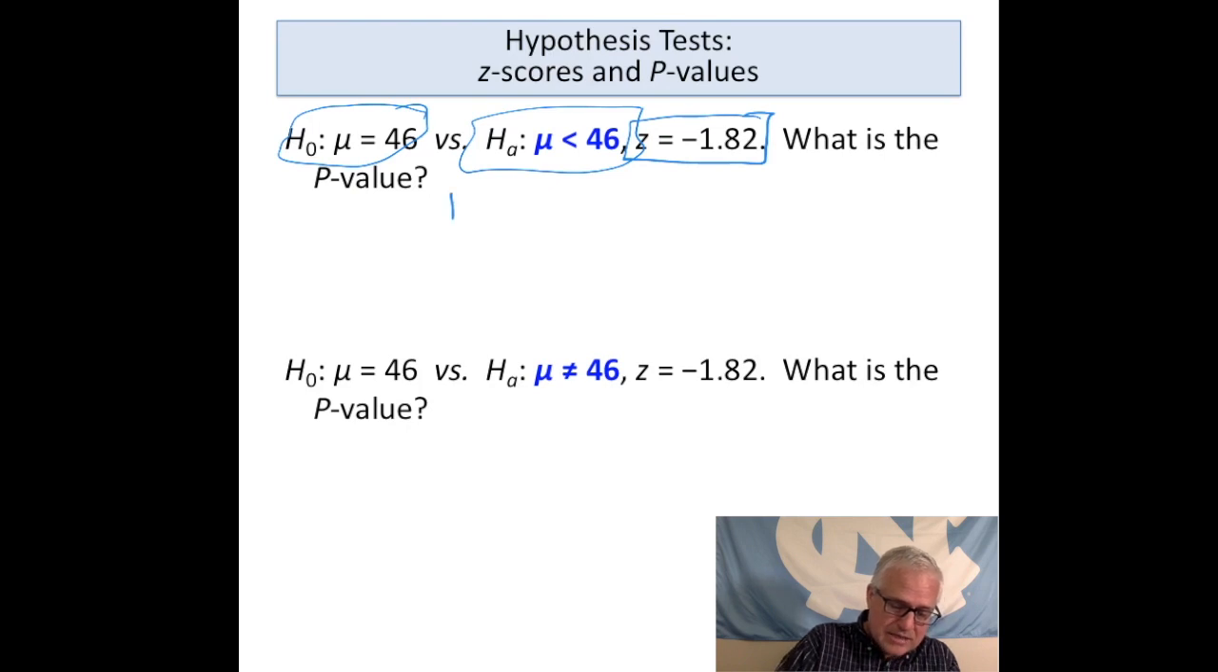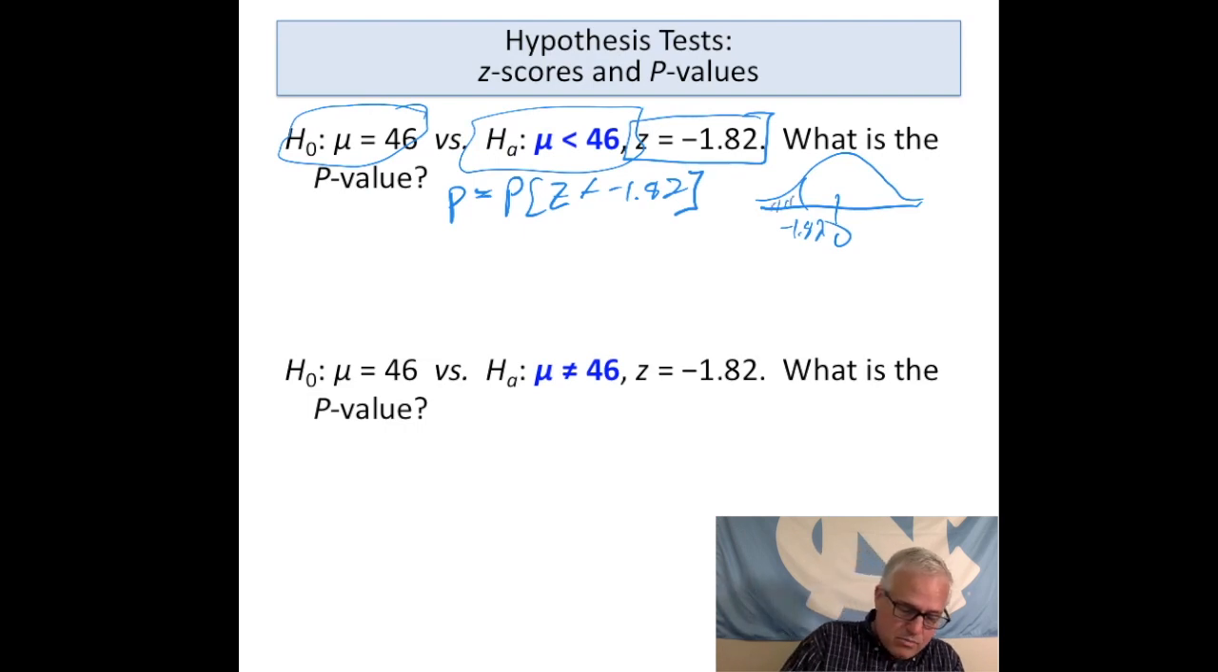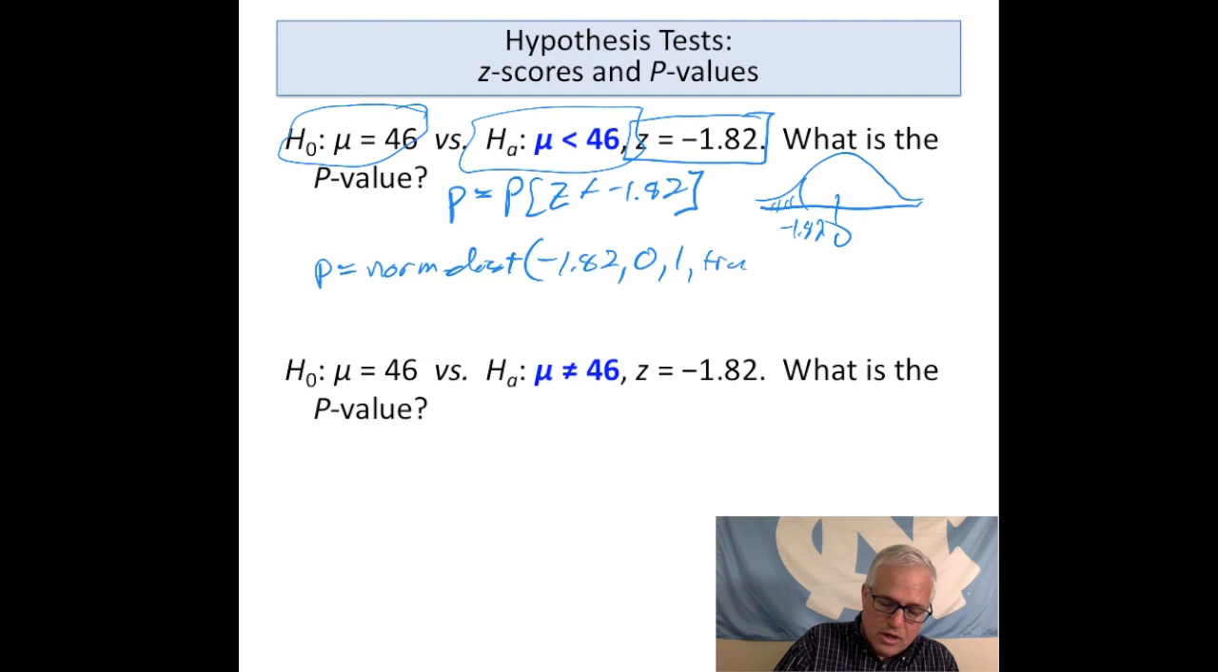Since it's a one-sided test, the p-value is just p equal to the probability that z is less than negative 1.82, assuming the null hypothesis is true, and I can draw a picture for this. So 0, negative 1.82. I know the answer should be less than 16% because that's more than one standard deviation away. So that p-value, p, will equal norm.dist of negative 1.82, 0, 1, true. And we'll see that number in just a minute. I don't remember what the number is.